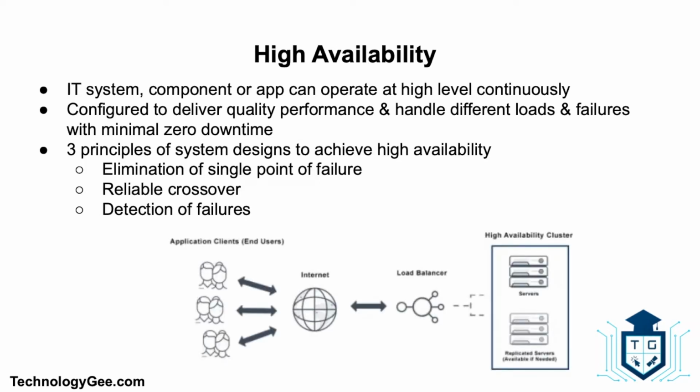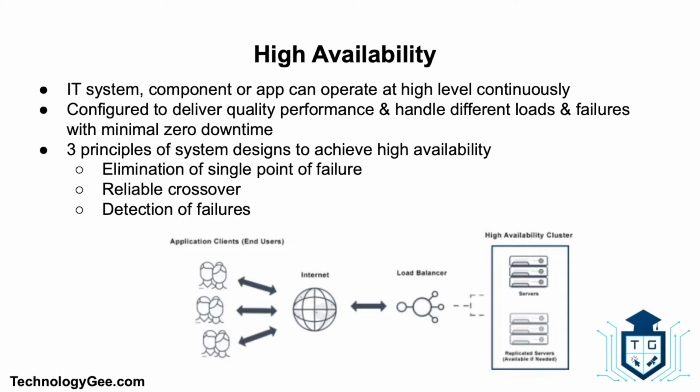Next, we have high availability, and this means that an IT system, component, or application can operate at a high level continuously without intervention for a given time period. High availability infrastructure is configured to deliver quality performance and handle different loads and failures with minimal or zero downtime. There are three principles of systems design and reliability engineering which can help achieve high availability.